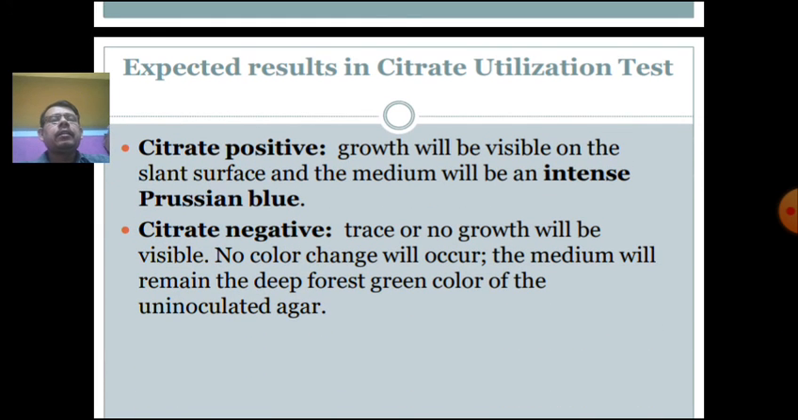Result and interpretation of the citrate utilization. For citrate positive, growth will be visible on the slant surface and the medium will turn an intense Prussian blue color. For citrate negative, a trace or no growth will be visible, no color change will occur, and the medium will remain the deep forest green color of the uninoculated agar medium.